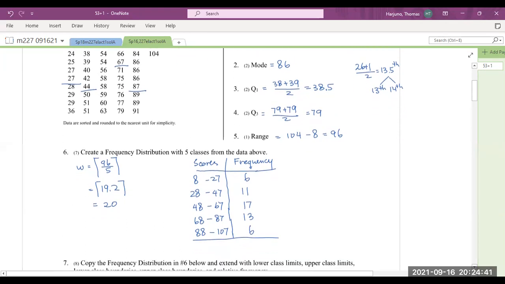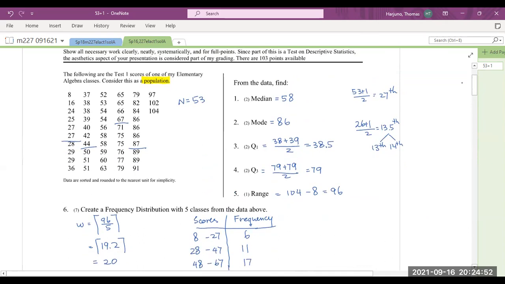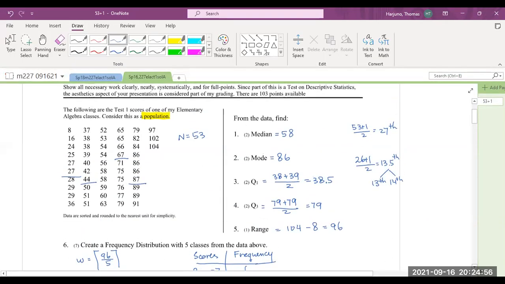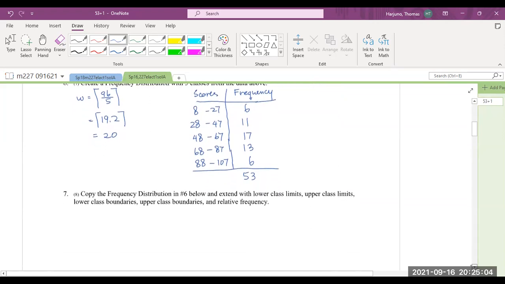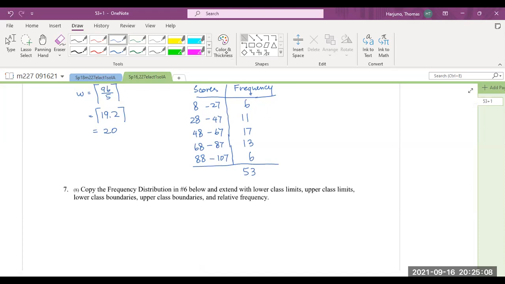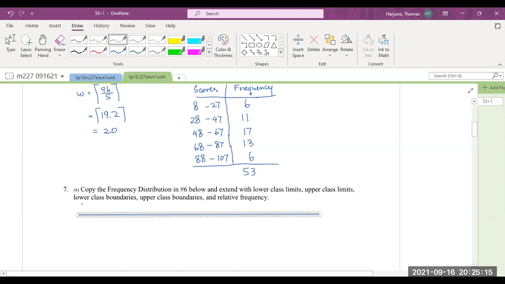Now I add them: 6 plus 11 is 17, 17 plus 17 is 34, plus 13 is 47, plus 6 is 53. Is it the same as the number of data? Yes, it's the same. Now that's our frequency distribution. Now let's copy that here and extend it with lower class limits, upper class limits, lower class boundaries, upper class boundaries, and relative frequency. So these are the scores, the frequency, lower class limit, upper class limit, lower class boundary, upper class boundary, and relative frequency.